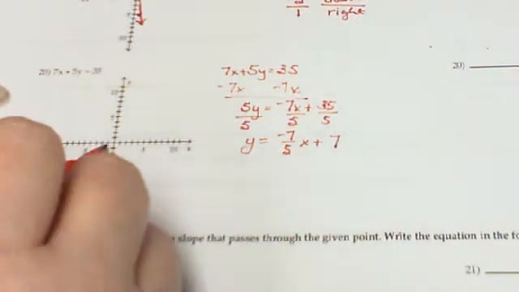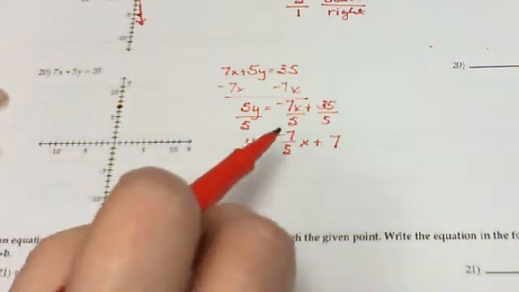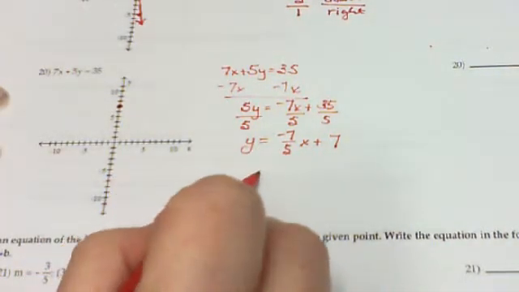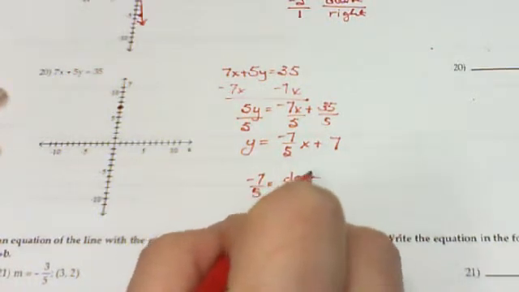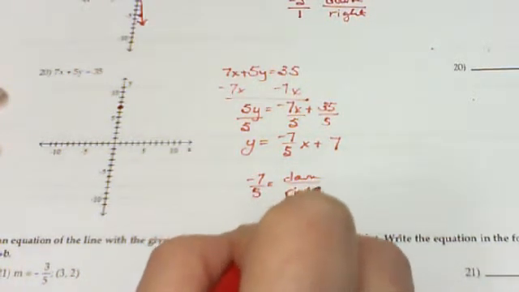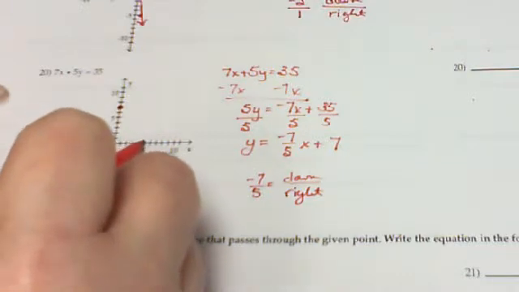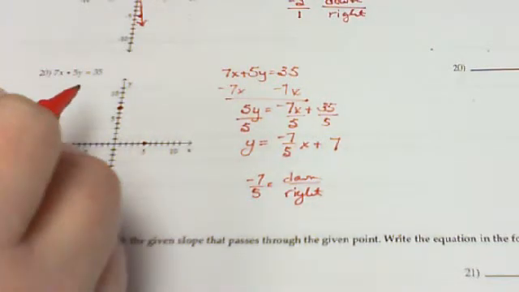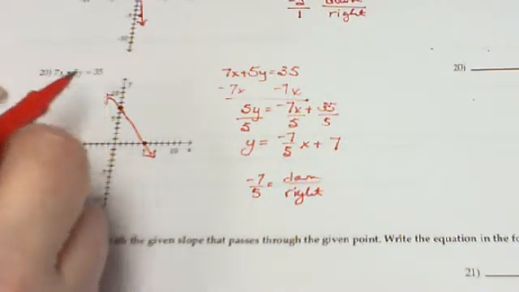So that means I need to start at 7 on my y-axis. Then from there, I'm going to go down 7 and to the right 5. So from here, I go down 7 and to the right 5. And then I draw my line.